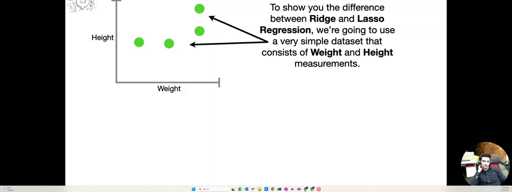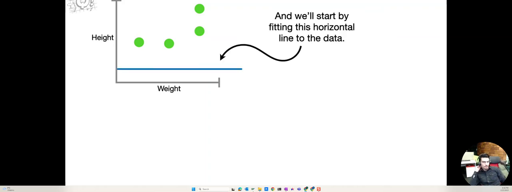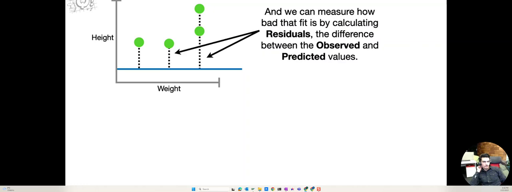To show you the difference between ridge and lasso regression, we're going to use a very simple dataset that consists of weight and height measurements. And we'll start by fitting this horizontal line to the data. This horizontal line represents a terrible fit. And we can measure how bad that fit is by calculating residuals, the difference between the observed and predicted values.